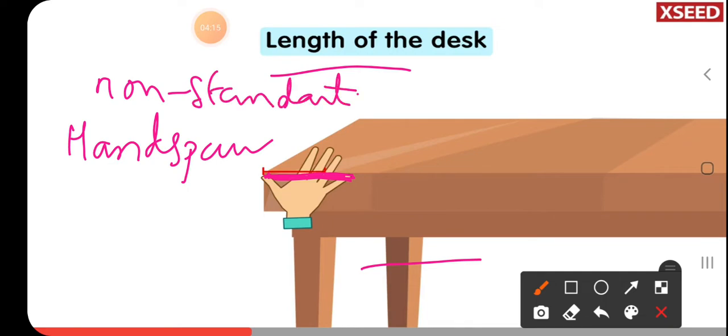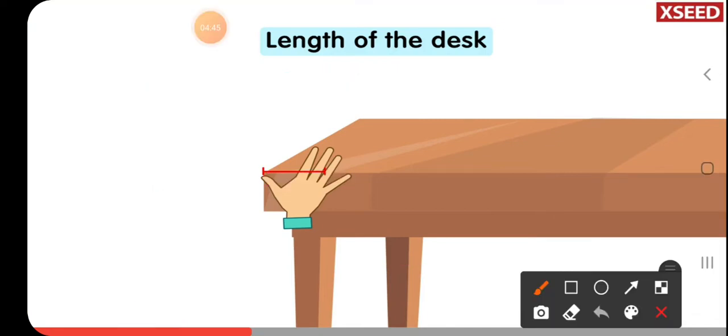Why are we considering it non-standard? Because the distance between the thumb and the little finger, which we call a handspan, varies from one person to another. In small children the handspan is small. When you are growing up, the handspan increases. As the hand size varies from person to person, the handspan length also varies. Other than the handspan, we have another non-standard unit that is called the cubit.